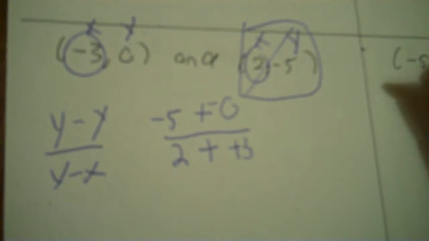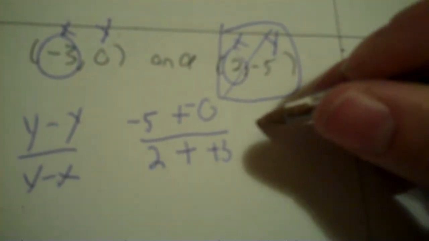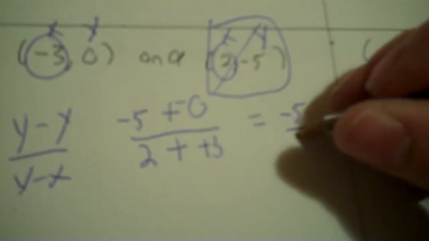Then we come over to the other point. After the minuses, 0 goes on top, negative 3 on bottom. I guess you can put plus negative 0 if you want. Now if you have minus followed by a negative, that goes plus plus. So negative 5 plus 0 is negative 5. 2 plus 3 is 5.